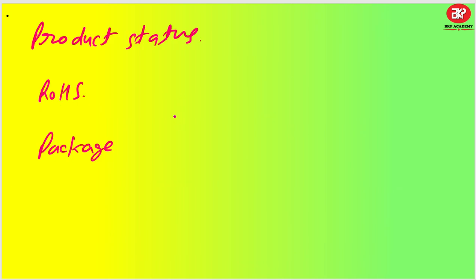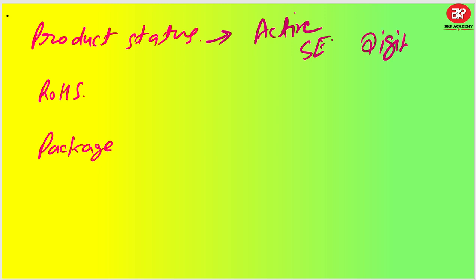Now we'll talk about product status. Since you are choosing a product for your new design or for the design on which you are working, your product must be active. Otherwise, whatever component you have chosen may get obsolete in 1 year or 2 years, and you don't want to take that risk. Okay, so you must consult your manufacturer or have some third party tools like Silicon Expert, and even these days distributors like DigiKey, Mouser, they are also giving some information about the product status. You must take it into account for your design.